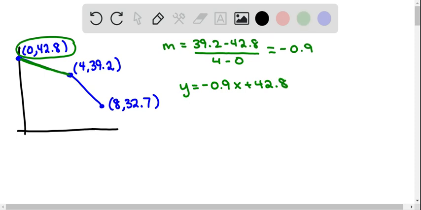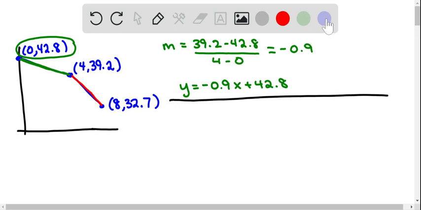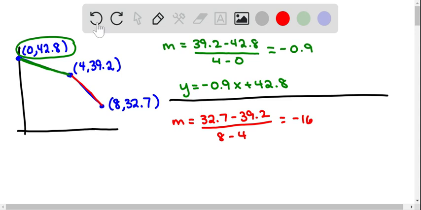Okay, now for the second segment, which I'm going to draw here in red, let's find the slope between those 2 points. So we have the slope equals y2 minus y1, 32.7 minus 39.2, divided by x2 minus x1, 8 minus 4. And for that, we get negative 1.625. We're also going to have to find the y-intercept for that line.